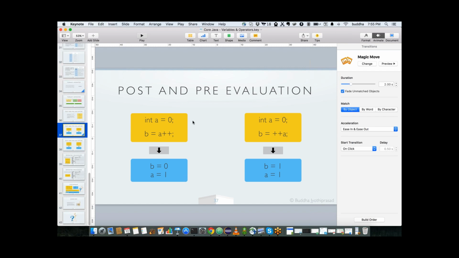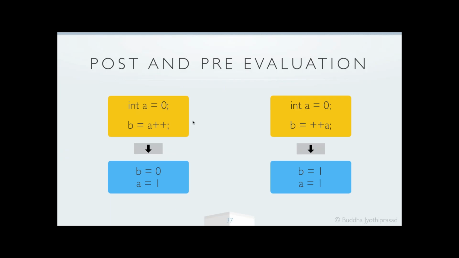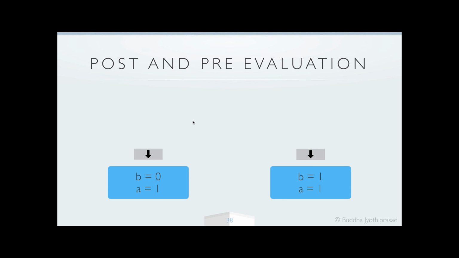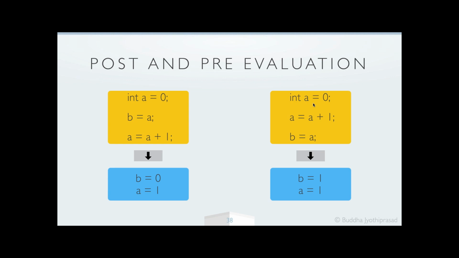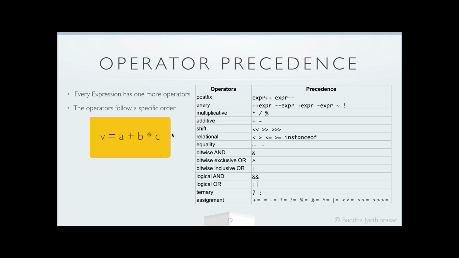The next slide is telling the same thing. So int a equals to 0, b equals to a plus plus, they will ultimately be converted into this. So the increment will happen before in pre-increment, whereas increment will happen later in post-increment. Then there is another concept called operator precedence. Let's say b equals to a plus b into c. Assume that a equals to 2, b equals to 3, c equals to 4.